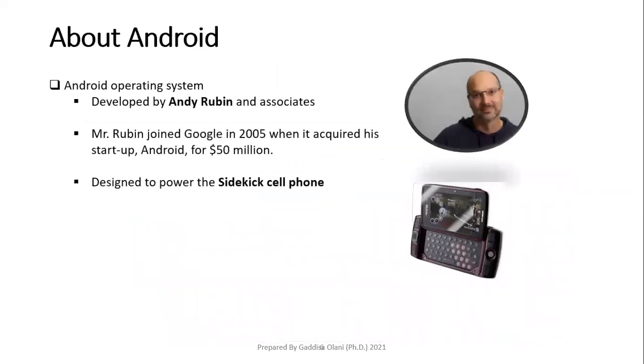Just a little history about Android and how it came about. It was invented by a person named Andy Rubin, the guy you see here. He joined Google in 2005, and then he sold his Android Inc. to Google for $50 million at that time. Initially, Android was designed to power this smartphone, the Sidekick cell phone.